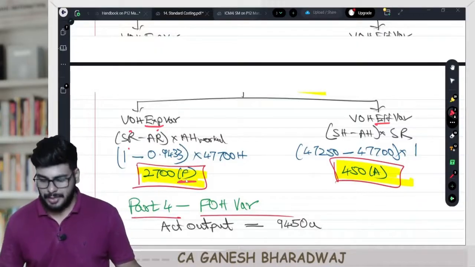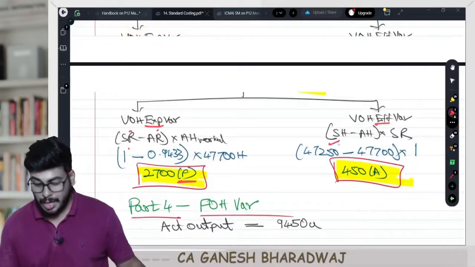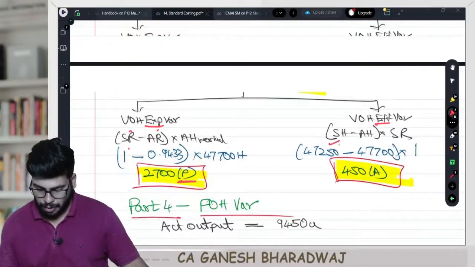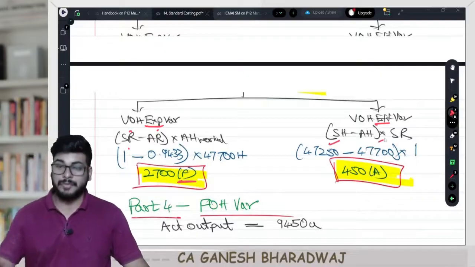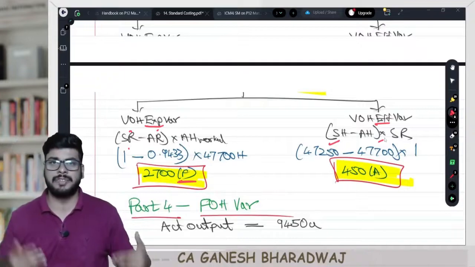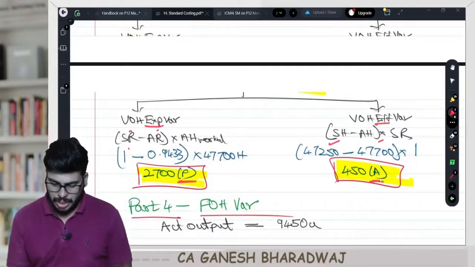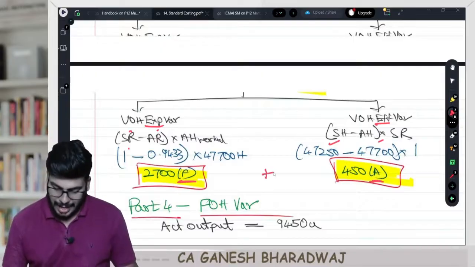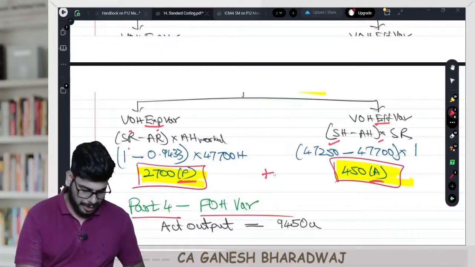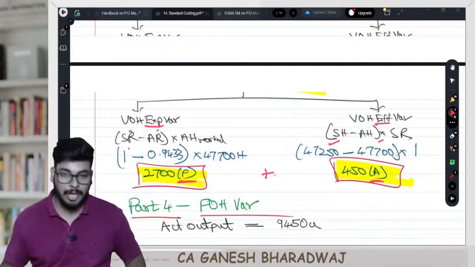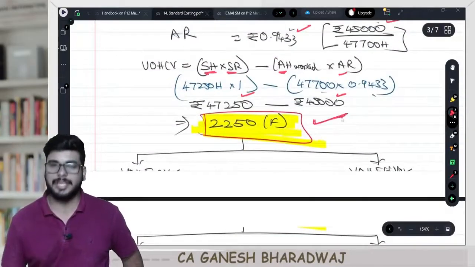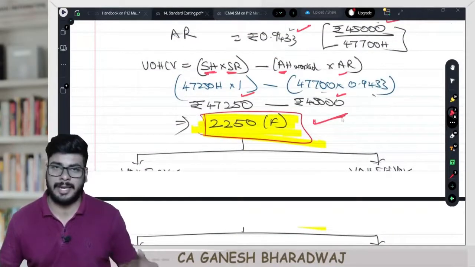Similarly, on the efficiency part, for standard hours, you were allowed to take 47,250 hours, but you've taken 47,700 hours, you've taken more hours. Clearly it's an adverse variance. The calculation is as follows. Now once again, you need to check: you add these two. So 2,700 minus 450, you get effectively how much? 2,250 favorable. You get the same figure, which means that you've done this calculation right.